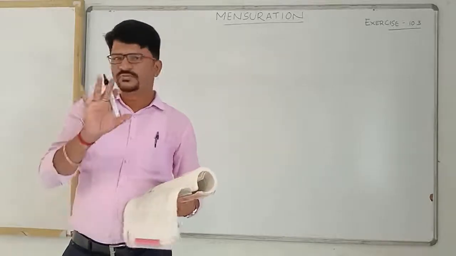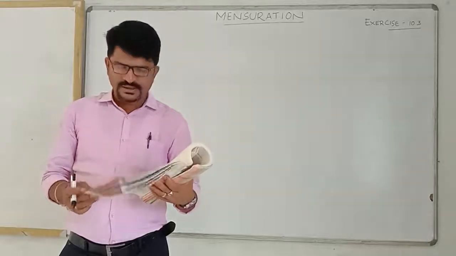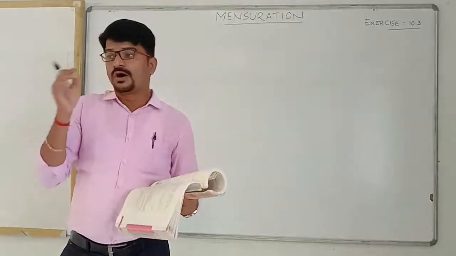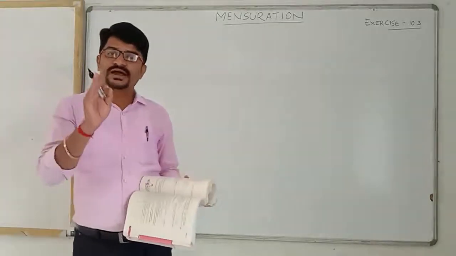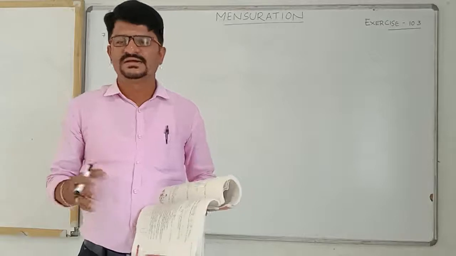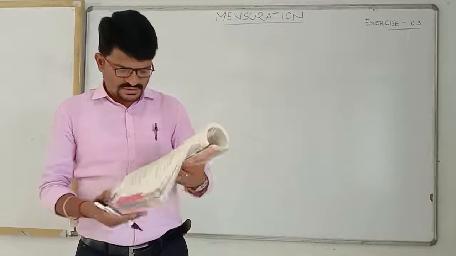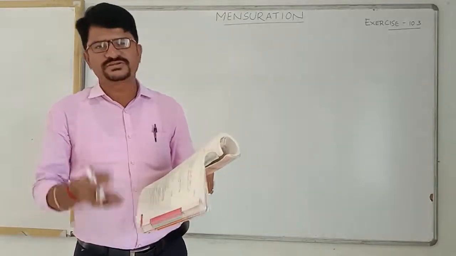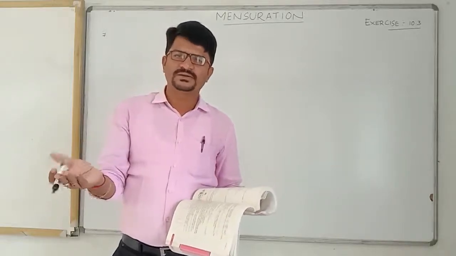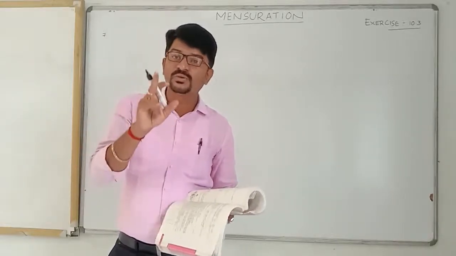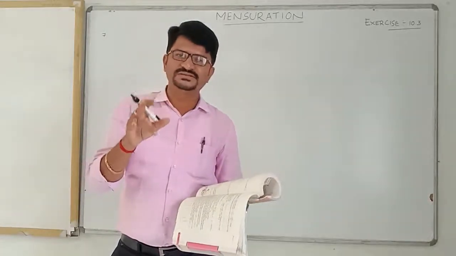Room measurements are given. What are the room measurements? 4 meters long, breadth 3 meters 50 centimeters. How many square meters of carpet is required? That means the area should be found in square meters. L into B, length into breadth. Length 4, breadth 3.5. Am I right? 3 meters 50 centimeters means 3.5 meters only. So you can find it by using the formula. Clear? Will you find it? This is homework for you. Question number 7 is homework.